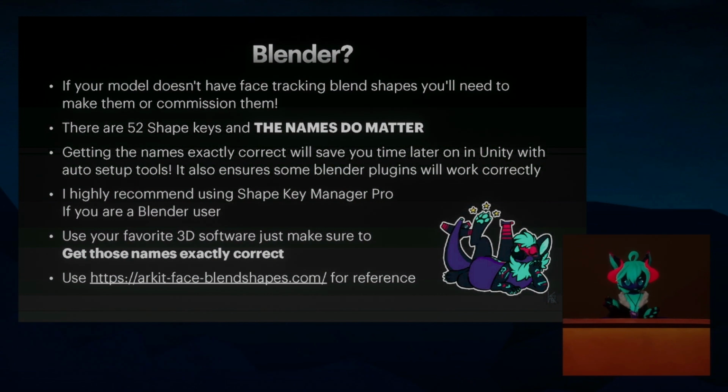So what if you want to do this yourself, right? You want to go into Blender and make 52 shape keys so that you can assign them to blend shape clips in Unity and have your own face tracking on your own favorite character, right? The most important thing that you need to get right away is that the names do matter. So you have to make the name exact in Blender, or else you'll spend more time fixing it later in Unity. And then the names of the blend shape clips are exact.